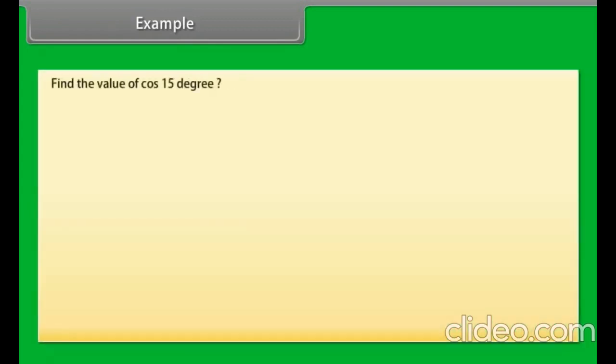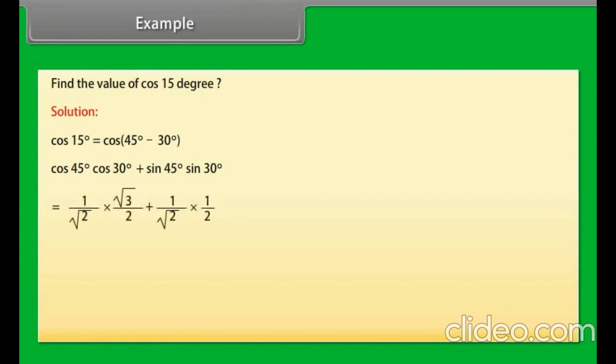Example. Find the value of cos 15°. Solution. Cos 15° = cos(45° − 30°) = cos 45° cos 30° + sin 45° sin 30° = (1/√2)(√3/2) + (1/√2)(1/2) = (1/(2√2))(√3 + 1).